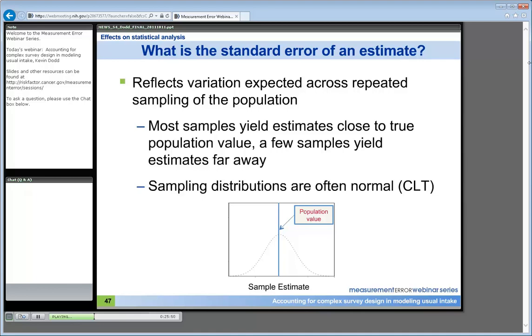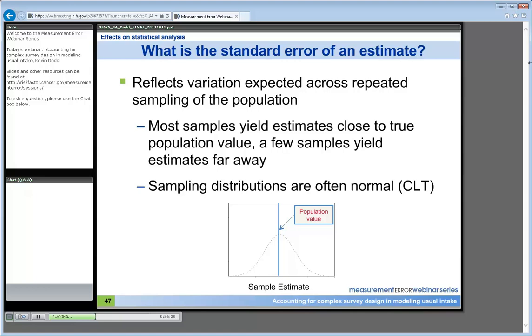In spirit, it's a measure that reflects the variation expected across repeated sampling of a population. So if you pick a sample from the population and compute some estimate of a population parameter, like the mean, and then you go back and select a different sample from the same population and repeat the process, you'll get a different value for the estimate because you pick different people the second time. Now, if your sampling scheme is doing what it's supposed to, most of the samples will yield estimates close to the true population value, and a few samples will yield estimates far away. The picture at the bottom shows graphically what I just said: the sampling distribution of the statistic has most of its mass near the population value and less mass farther away.